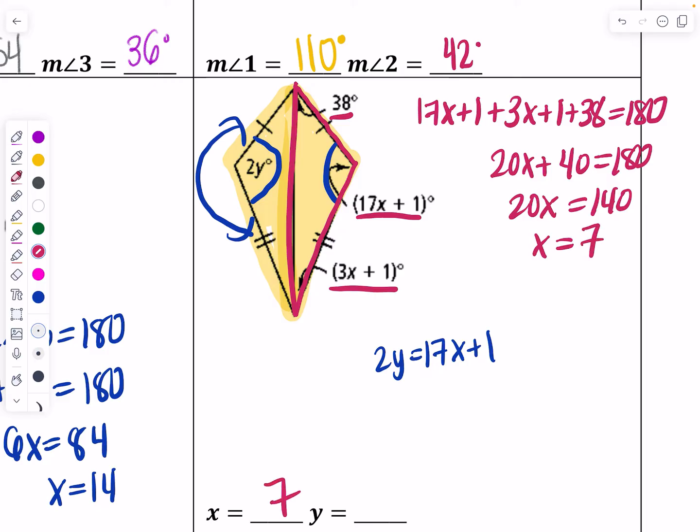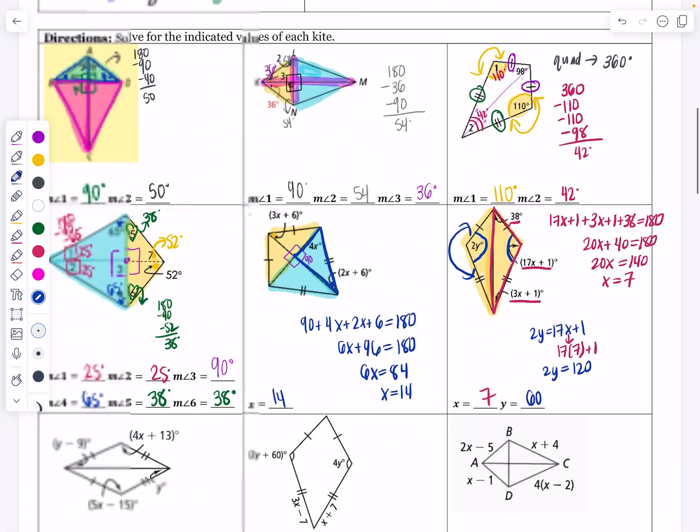Why does that help me find y? Because now I can plug in a 7 here. It's going to be 17 times 7 plus 1. So now we're going to know that 2y is going to be equal to 120. So y is going to have a value of 60. Y must be 60.